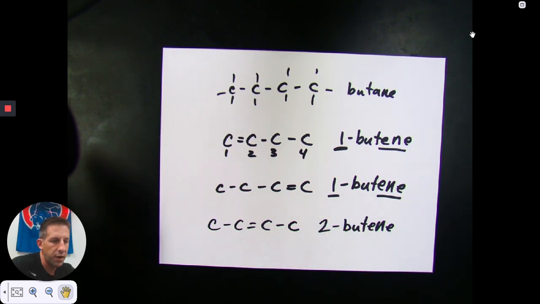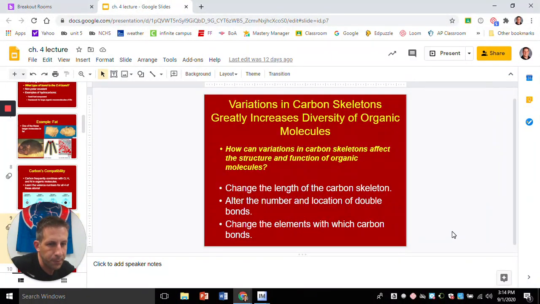All right. Let's look at the last thing that happens here. The other way that we can get some variation in the carbon skeleton that will affect not only the structure but the function of these organic molecules. Okay? Let's look at changing the elements with which carbon bonds. All right, this one's always fun for me. I like doing this one quite a bit here.